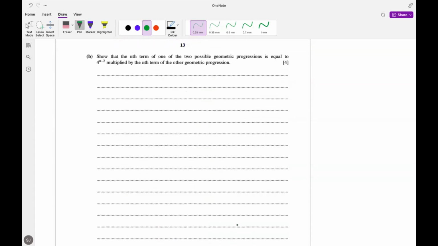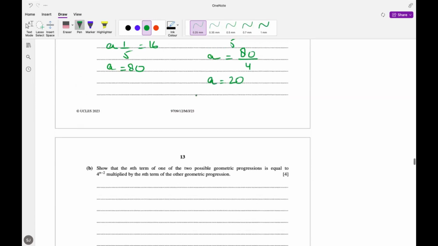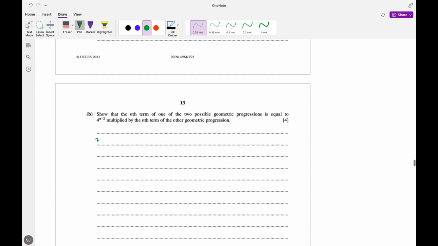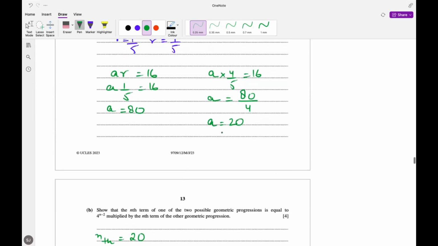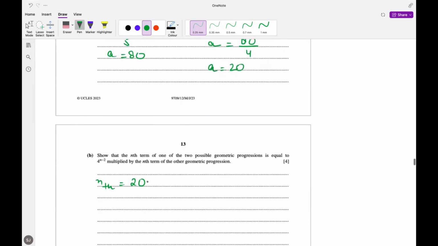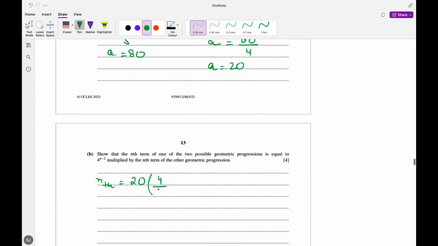In part B, it is saying to show that the nth term is that of one of the two possible geometric progressions. Now, as we had two values of a, for the nth term, one of the formulas will be for 20. When we got a as 20, the common ratio was 4 upon 5. The formula will be 20 times (4 upon 5) to the power n minus 1.